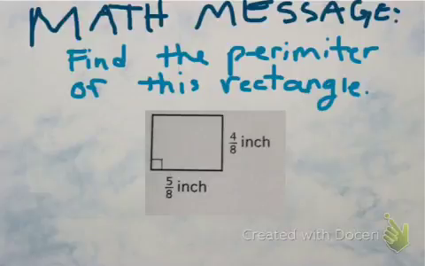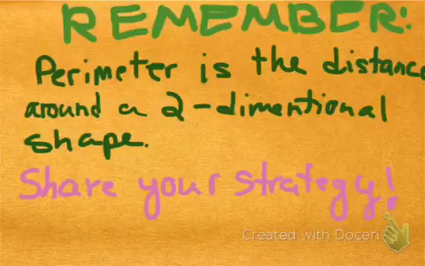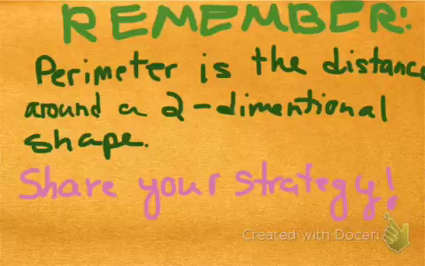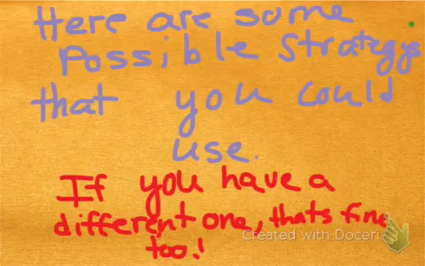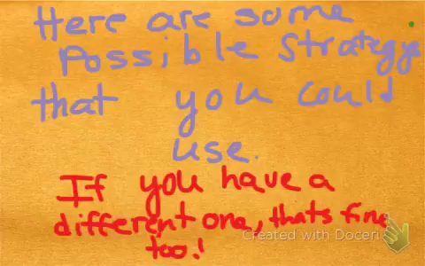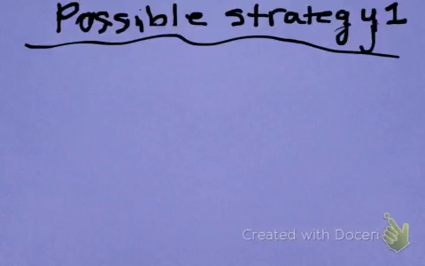Here's the math message. Find the perimeter of the rectangle and explain 4/8 by 5/8. Remember, perimeter is the distance around a two-dimensional shape. Share your strategy. Pause here so you can figure out the math message. Okay, we're back, and here are some possible strategies that you could use. If you have a different one, that's fine too.